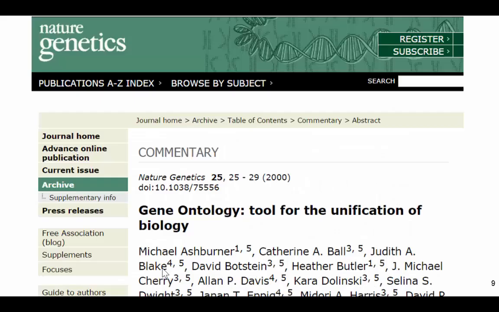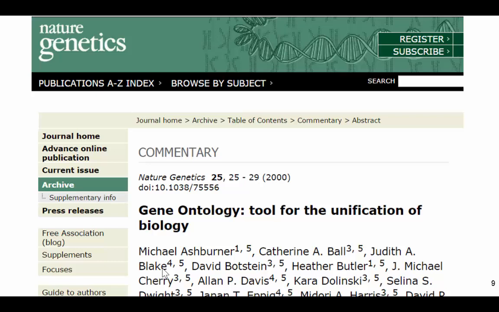And one important part of such activities is something called the gene ontology, which was created in around about 1999 by Michael Ashburner, who was then professor of genetics at Cambridge, who published with his colleagues a paper in Nature Genetics in 2000 called Gene Ontology, Tool for the Unification of Biology.